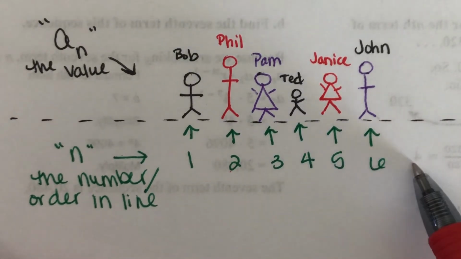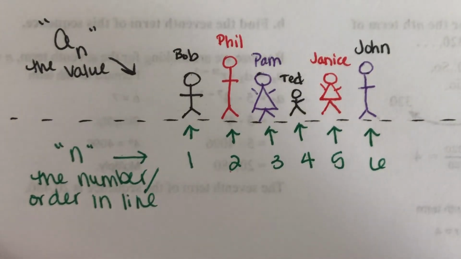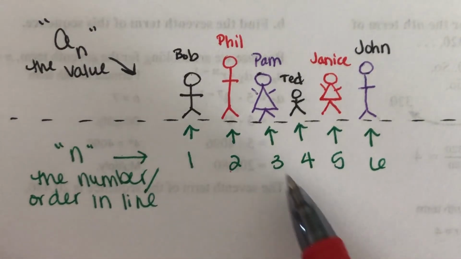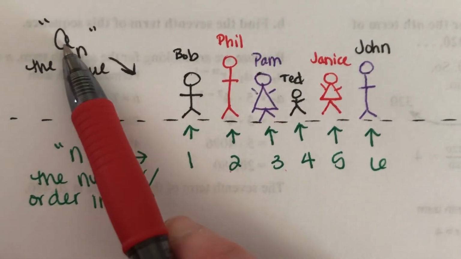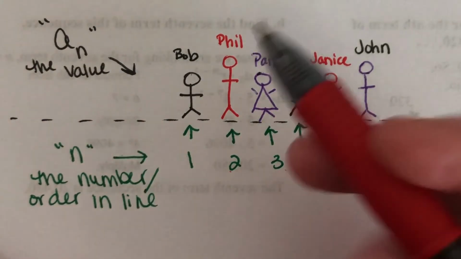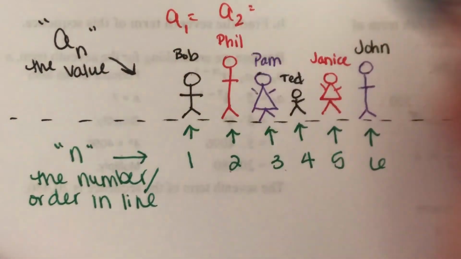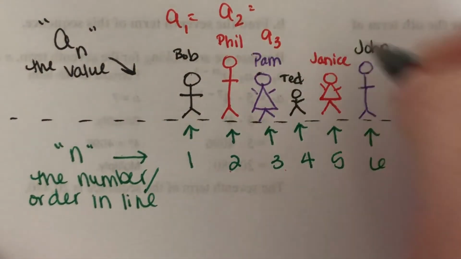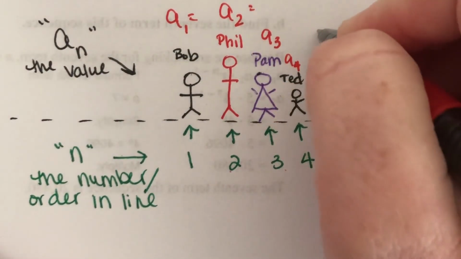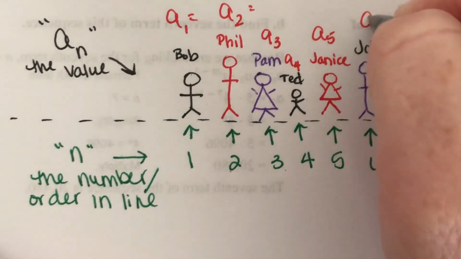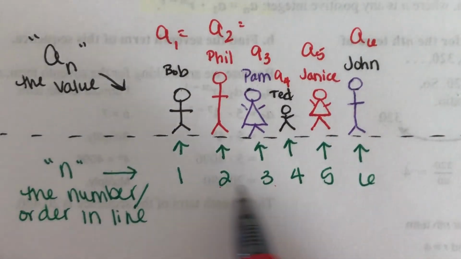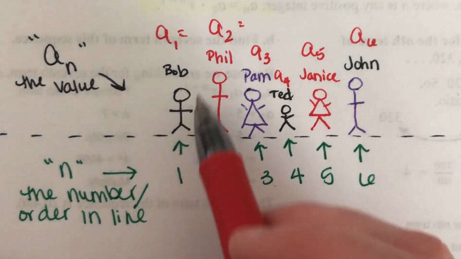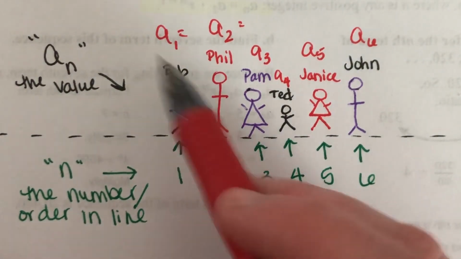So the order they're in line is n. That's their number. Who's the third person in line? When n is 3, who's the person? Pam. Pam is a sub 3, right? So Bob is a sub 1. Phil is a sub 2. Pam is a sub 3. Ted is a sub 4. Janice, a sub 5. John, a sub 6. Does that kind of make sense? So the place it holds in line is one thing. What's in that place is a whole separate thing.